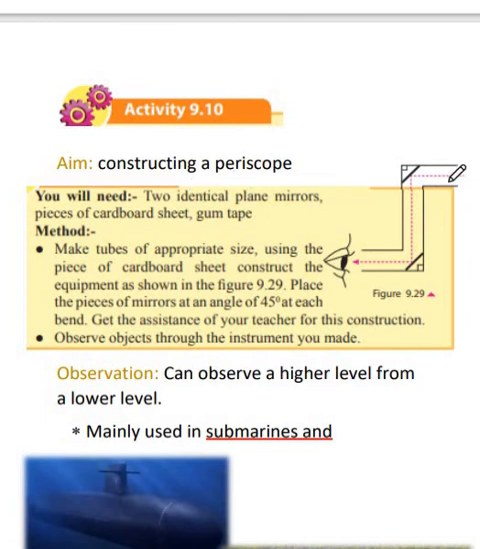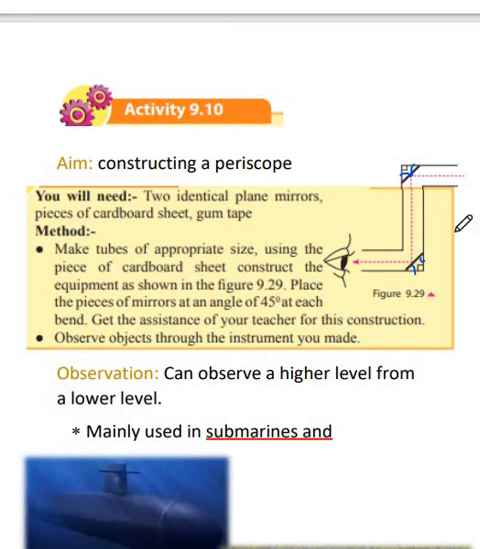Now utilizing this, you just take a tube-like thing and then some cardboard and construct a structure this way, and place the pieces of mirror at an angle of 45 degrees at each bend. So here this bend is supposed to be 90 degrees. You just place a mirror such that it will be having 45 degrees here and here. This also 45 degrees over here and here. Here 45, here 45 degrees each.